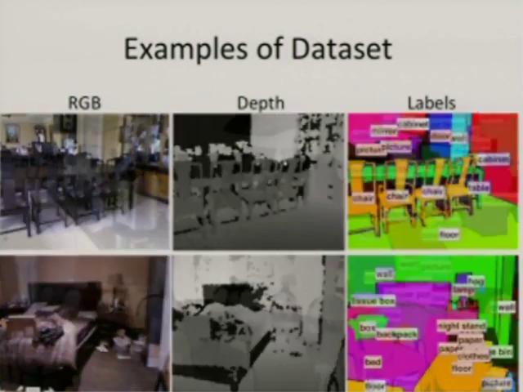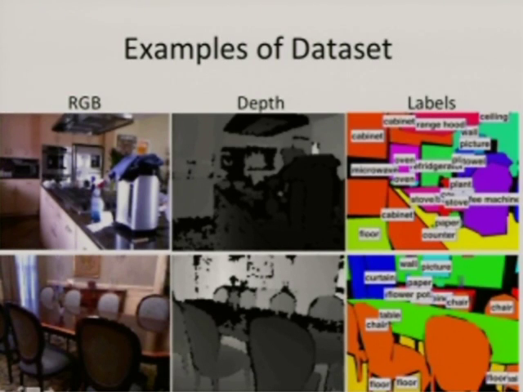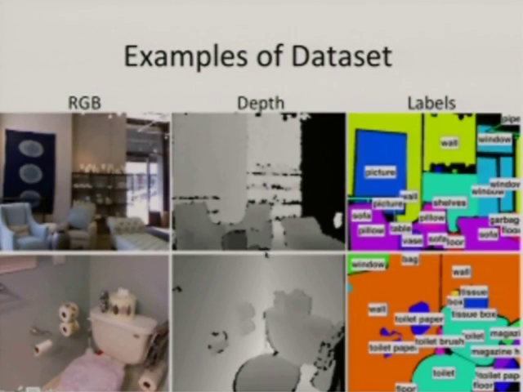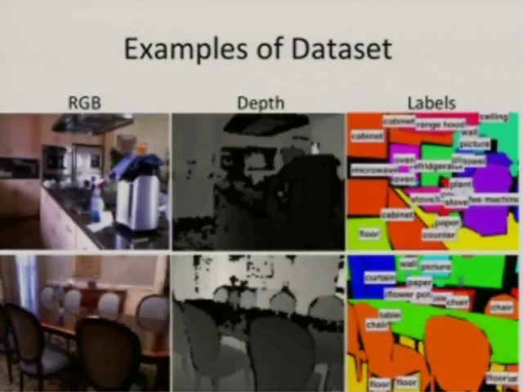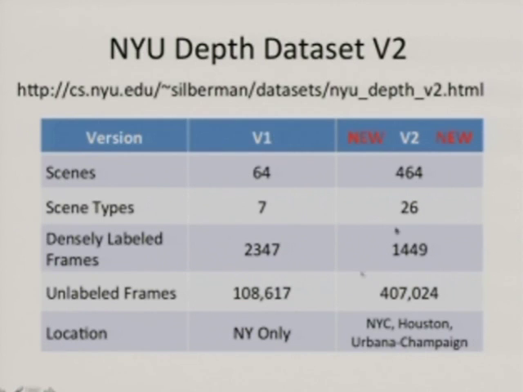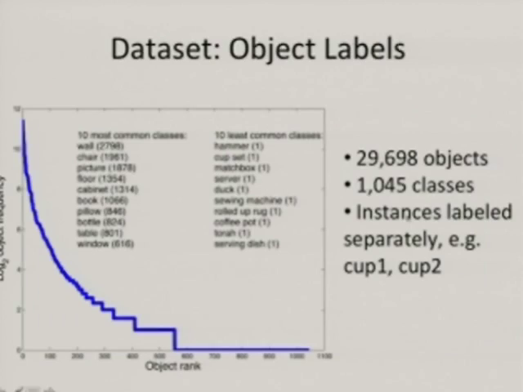So you can see that the scenes are complicated. There's enormous amounts of occlusion. For example, these chairs, you only see the top of them, you don't see the bottom. And if you go back to this table here, there's about 26 different scene types. So it's all manner of indoor scenes that you might encounter.